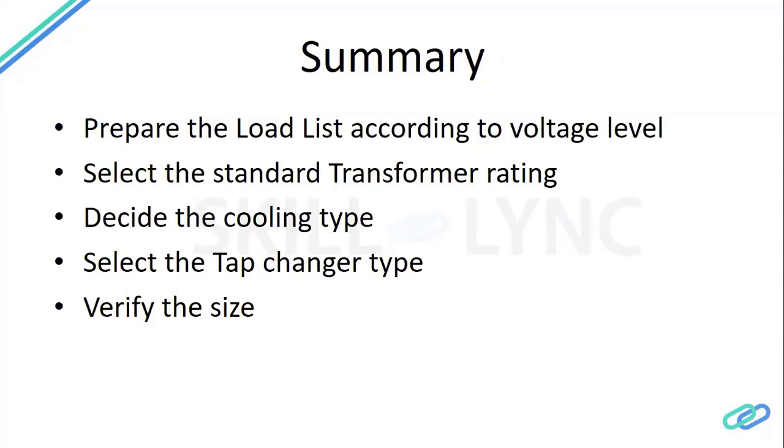Decide the cooling type, which cooling type you want to go with, the oil type or the dry type, and for the oil type, which cooling type you are going to have, like ONAN or ONAF or any other cooling type. And then decide the tap changer type. You are going with an on-load tap changer type or an off-load tap changer type. And then you will verify your size on the ETAP software or any other software available with you. So you will verify, and then you can finalize the size.